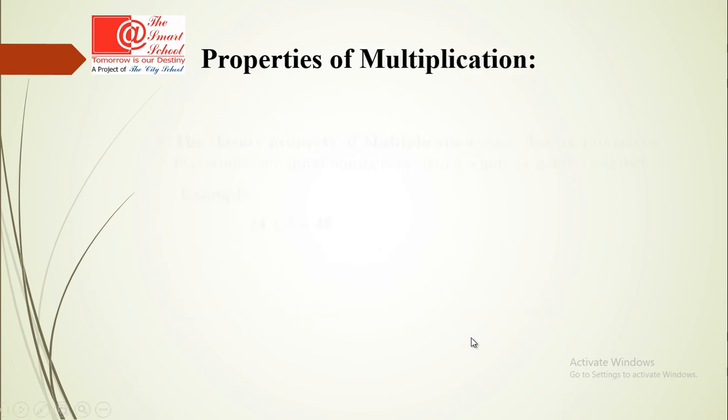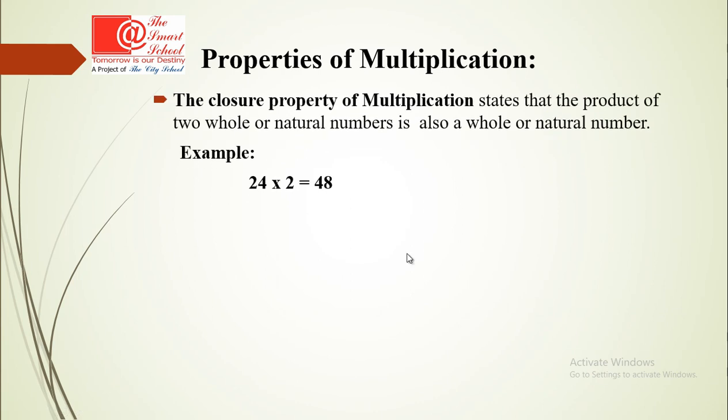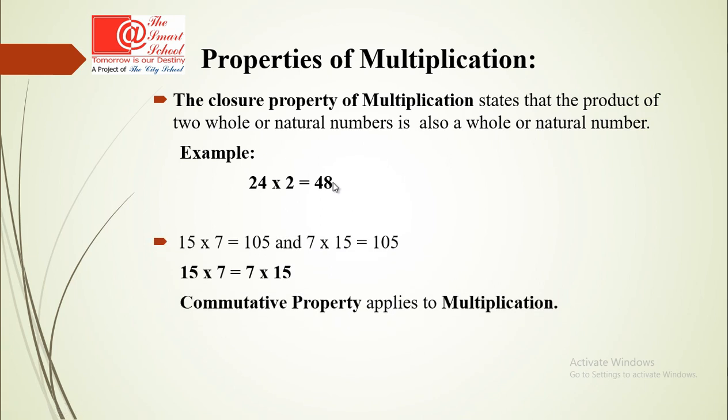Now properties of multiplication. The closure property of multiplication states that the product of two whole or natural numbers is also a whole or natural number. For example, 24 multiplied by 2 is equal to 48. So all the three are natural numbers or whole numbers. It means the closure property is proved on multiplication.